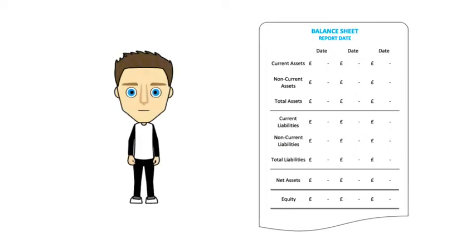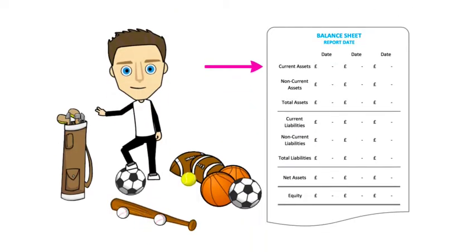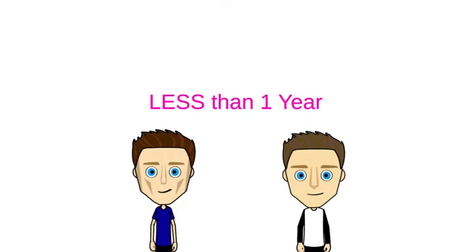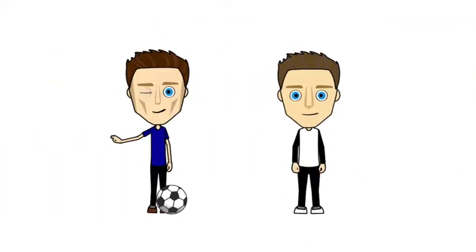I would like to introduce you to Tom. He has been in business for a while now, and he trades in sportswear. So any items which he buys, such as tennis balls, footballs, and golf clubs, which he intends to resell onto the customer, will be his short-term assets, his current assets, because he intends to sell them in less than a financial year, before he passes over responsibility to his customer.